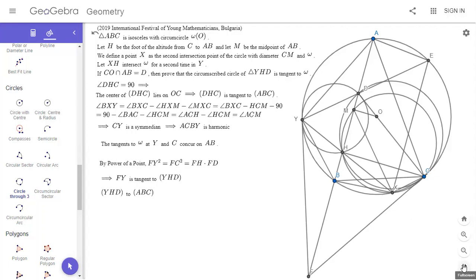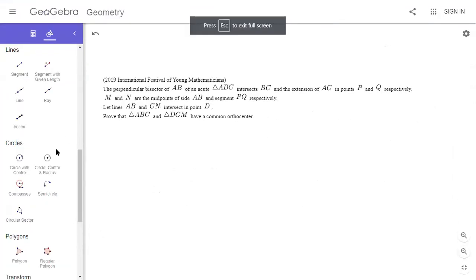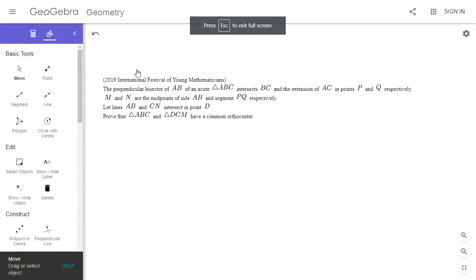I'm going to move on to the next problem just because we've spent a while on this, but that was pretty interesting. All right, so here's the next problem.